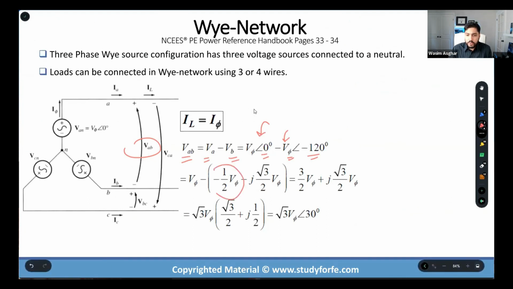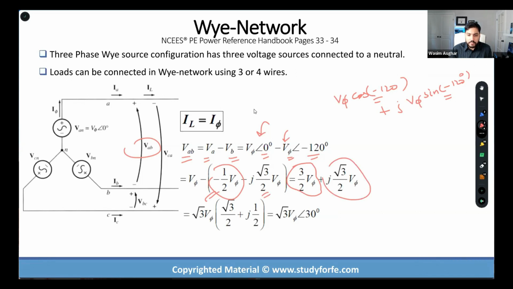So you have V phase times cosine minus 120, right? Plus j times V phase into sine minus 120, correct? Cosine of minus 120 is going to be a minus half over here, and the sine of minus 120 is going to be minus square root 3 by 2. Okay. Rearrange this in the form of collecting all the real parts and all the imaginary parts on one side.